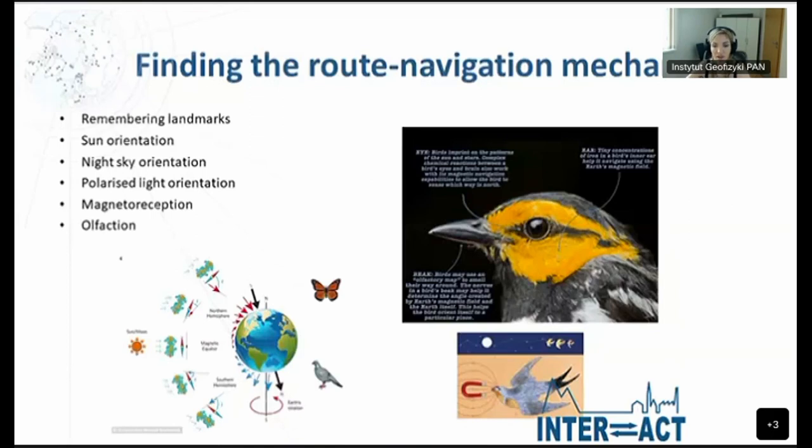They use landmarks that they remember. So it means that they gained experience with every trip. But there are also other very important mechanisms, such as sun orientation. They will orient their body at a certain angle in relation to the sun and the time of the day.